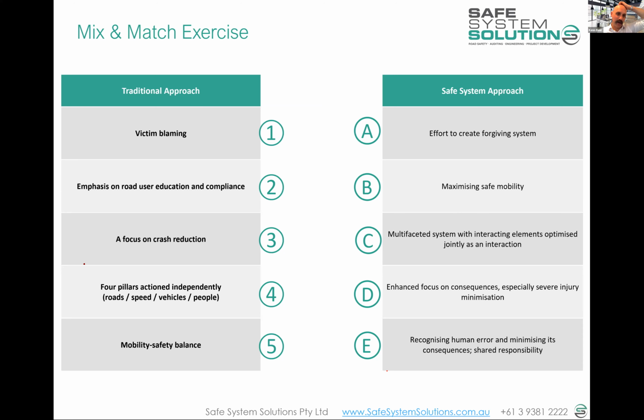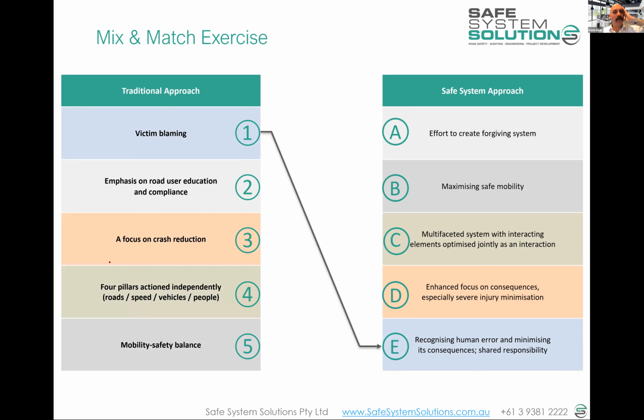And as I say, some of these could go to multiple spots, so don't get too stressed. But victim blaming, it's recognition of that human error, trying to minimize the consequence. Emphasis on road user education and compliance, it's now more that effort to create that forgiving system. But we're not ignoring education and compliance, and I'll show you that in the next few slides as well.